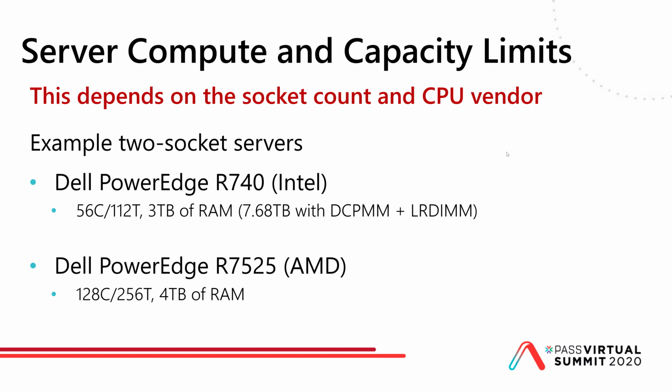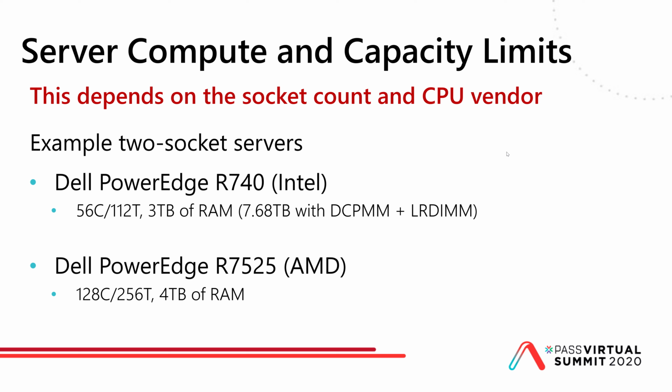And if you did that, you could go up to 56 cores and 112 threads in the system and 3 terabytes of RAM. Now, if you went out and bought Intel Optane DC persistent memory and combine that with your regular DRAM, you go all the way to 7.68 terabytes of total memory, combining the two. Now, an AMD-based system might be a Dell PowerEdge R7525.